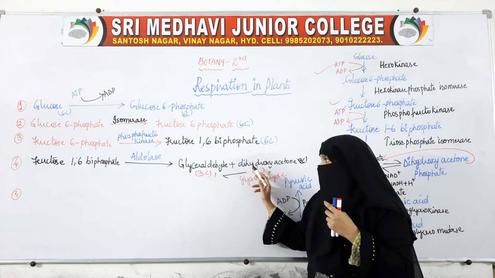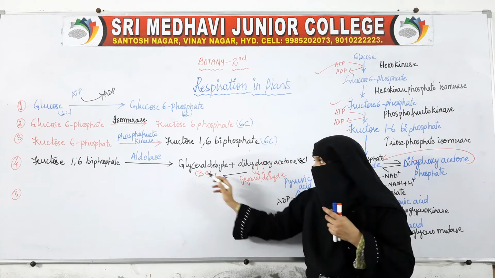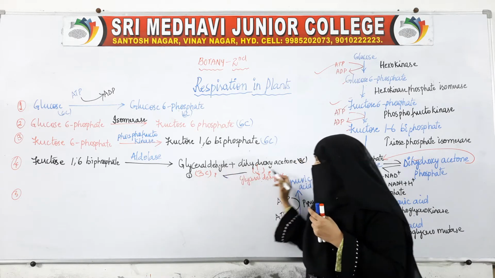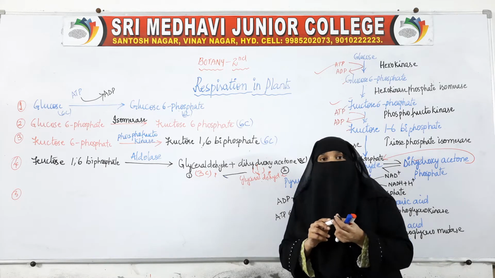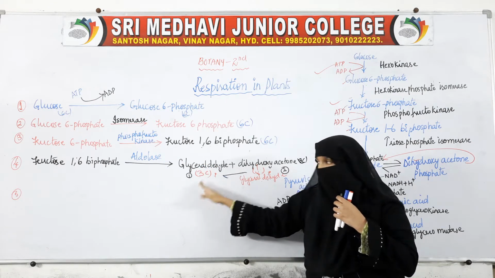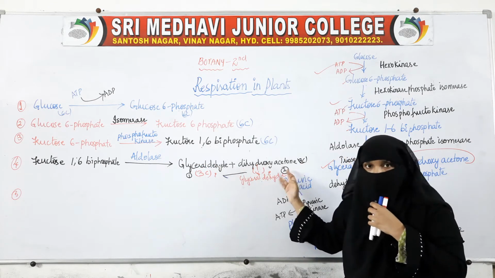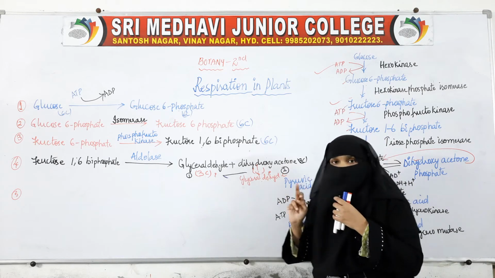These two are isomers. So this is also changing into glyceraldehyde. So this is one glyceraldehyde, this is another glyceraldehyde. So how many molecules are there? 2 glyceraldehyde molecules. One was formed as it is. Now the other, dihydroxyacetone, has changed into glyceraldehyde.